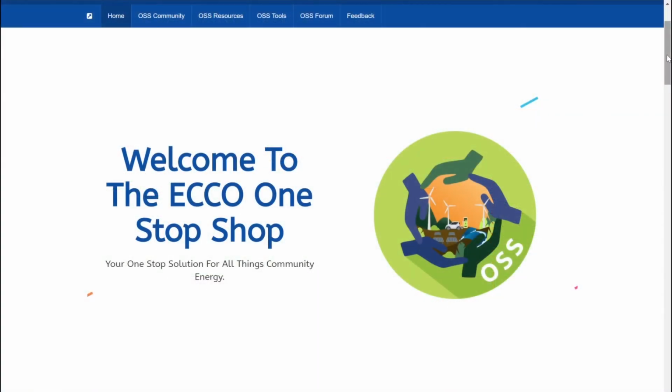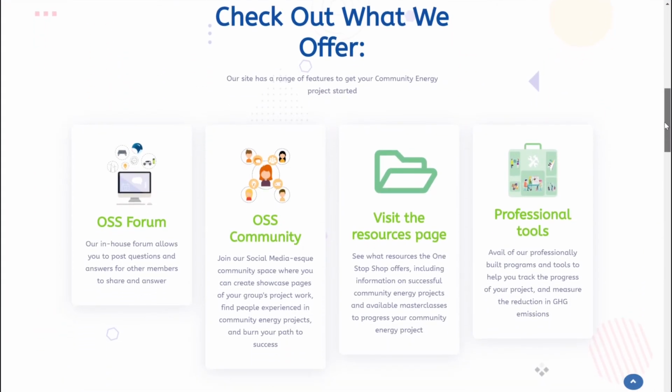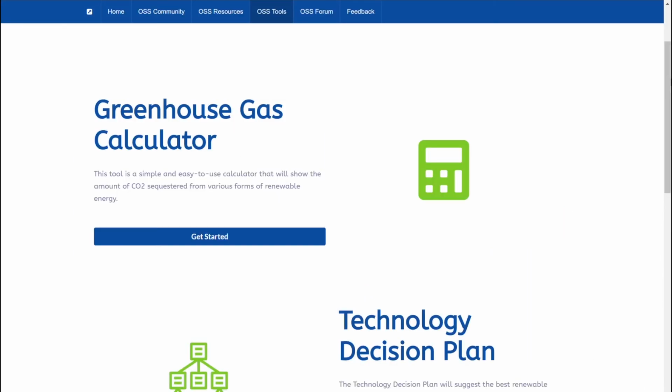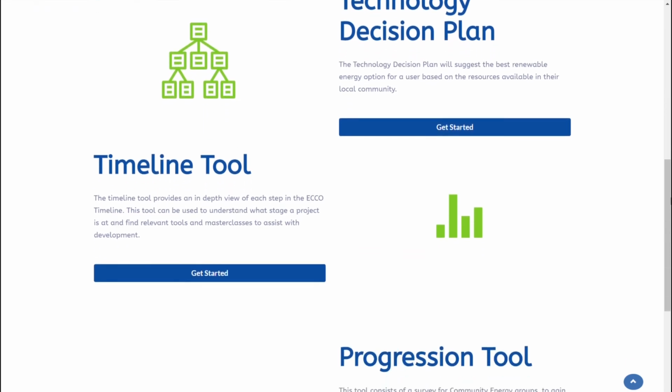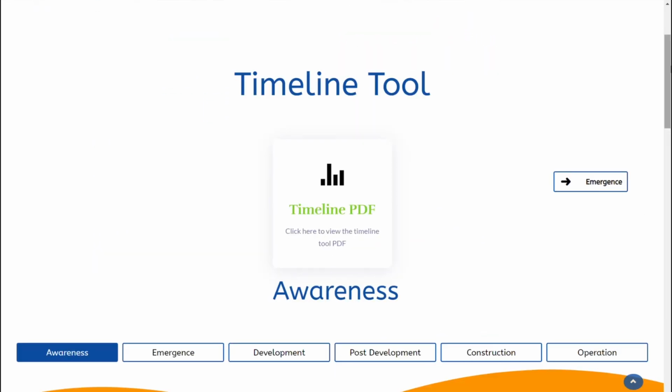We have developed the ECCO One-Stop Shop as a social media platform to provide information and guidance for pursuing community energy projects. You can register or log in to our community page. Once you have made an account, you can click on the OSS tools to view the tools that are available. The timeline tool is where you can find more information about your progress.